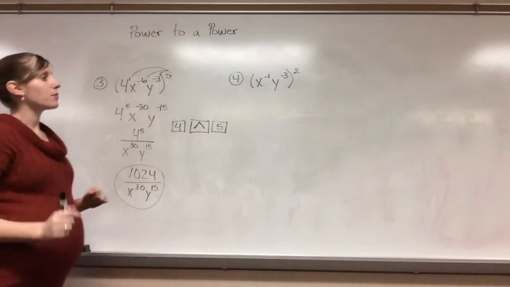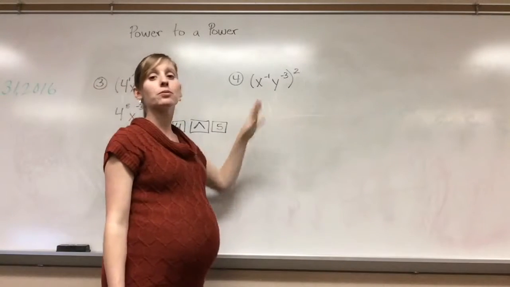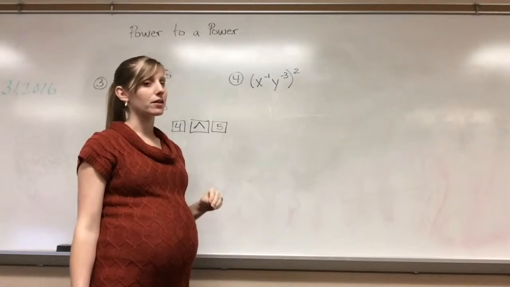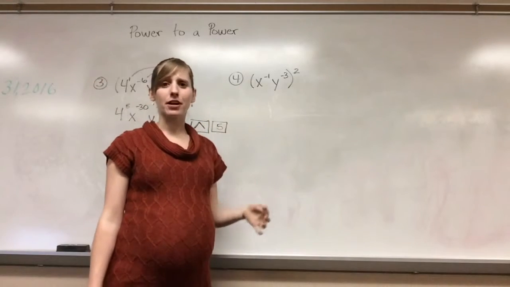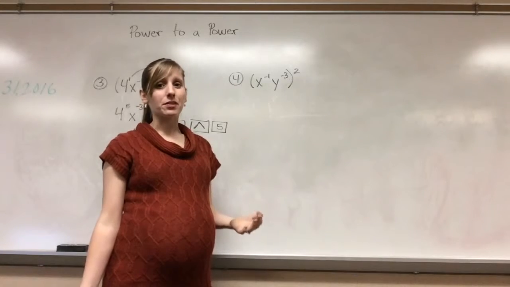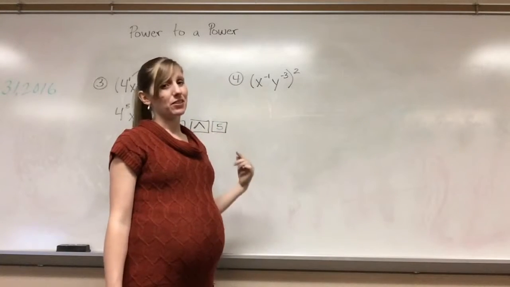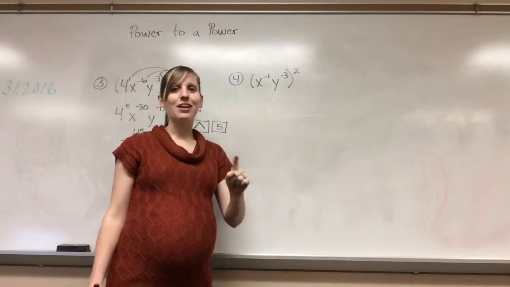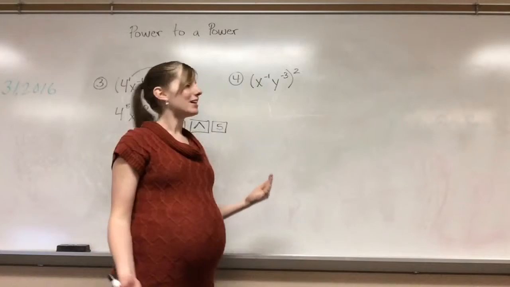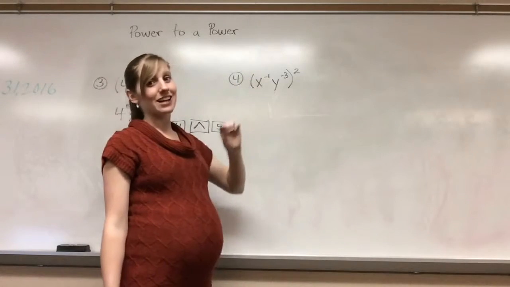Now, for problem number 4, we have x to the -1st and y to the -3rd, and we're raising that all to the 2nd power. Okay, so I don't have a number out front. It's really not important, okay? I don't have to worry about it. I can put a 1 there if I want to, but if you think that through, 1 to the 2nd power is still just 1. So it's always going to be 1. So we don't have to really worry about that number out front if it's not there.